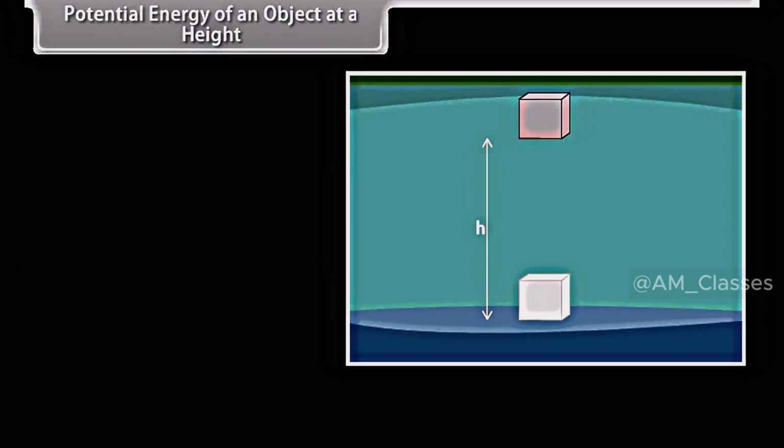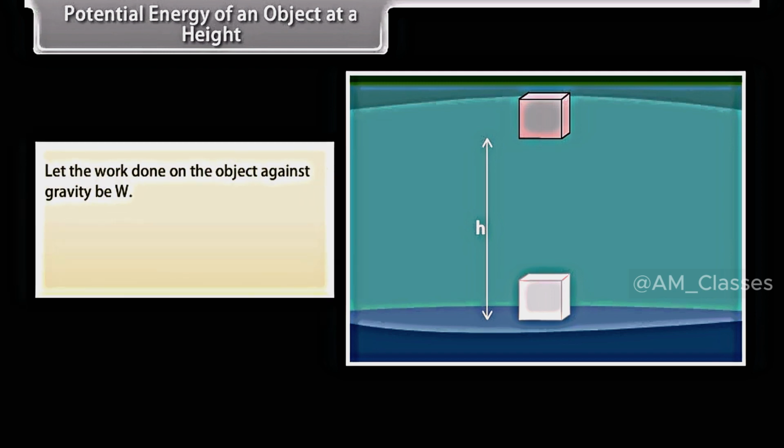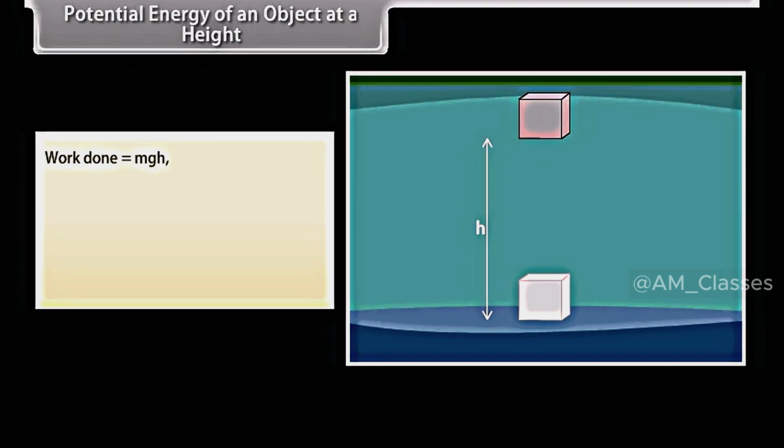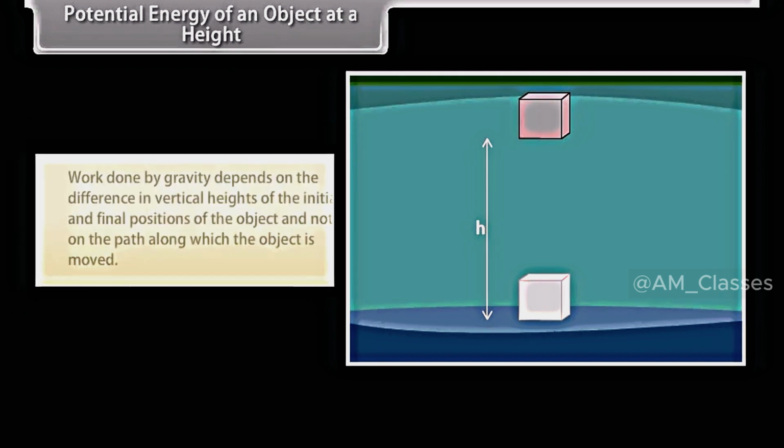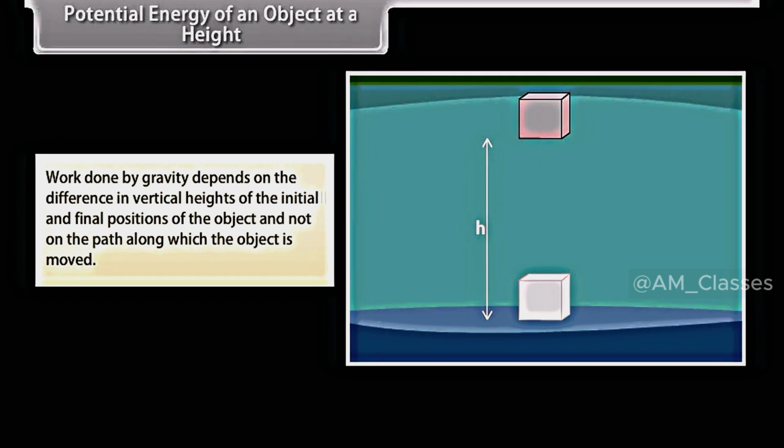The object gains energy equal to the work done on it. Let the work done on the object against gravity be W. That is, work done, W, is equal to force into displacement, which is equal to mg into h, which is equal to mgh. Since work done on the object is equal to mgh, an energy equal to mgh units is gained by the object. This is the potential energy of the object. Also, the work done by gravity depends on the difference in vertical heights of the initial and final positions of the object, and not on the path along which the object is moved.